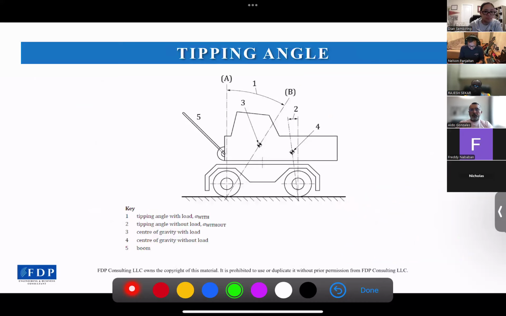Now we are going into the tipping angle. Tipping angle is an angle measured from the COG to the closest tipping point. For example, if you want to calculate the tipping angle for a crane using tires as a foundation, as shown here, if the COG is located close to the front tipping point, then we will measure the tipping angle to the front tipping point here. That's the tipping angle.